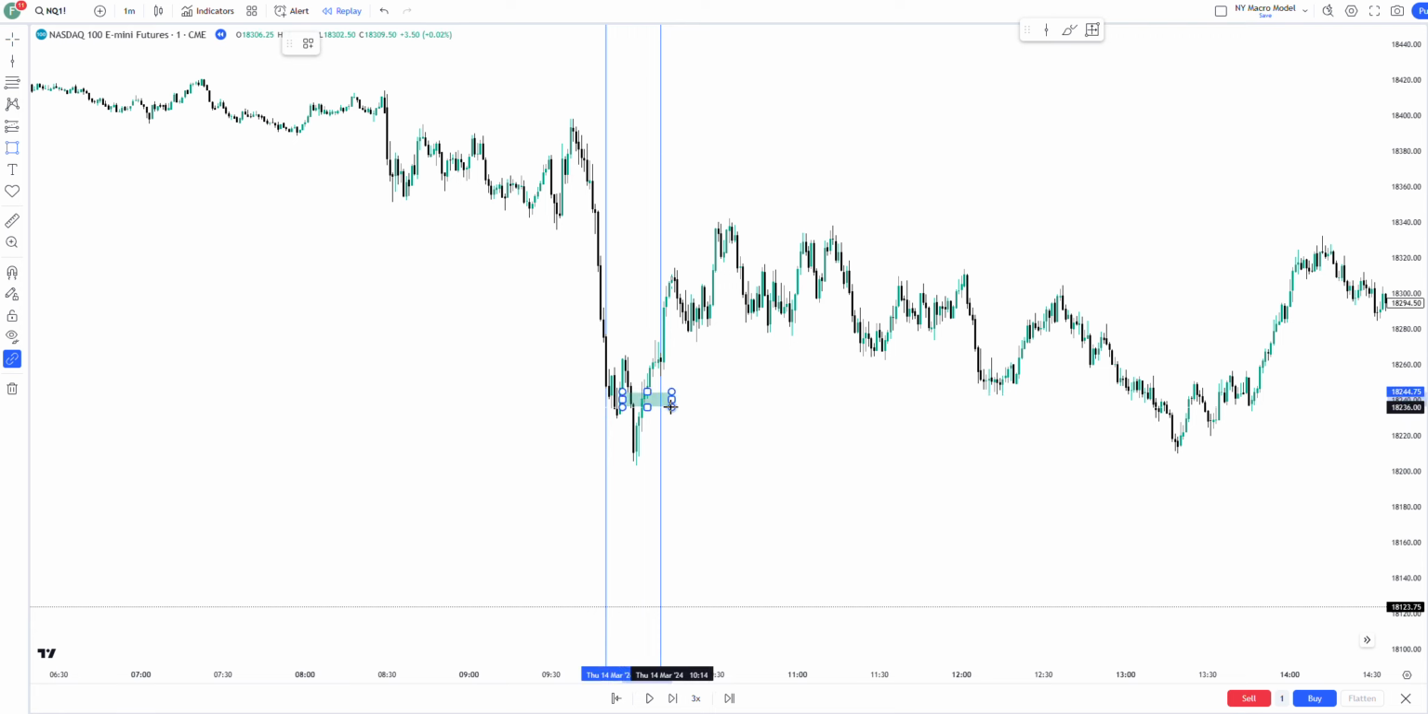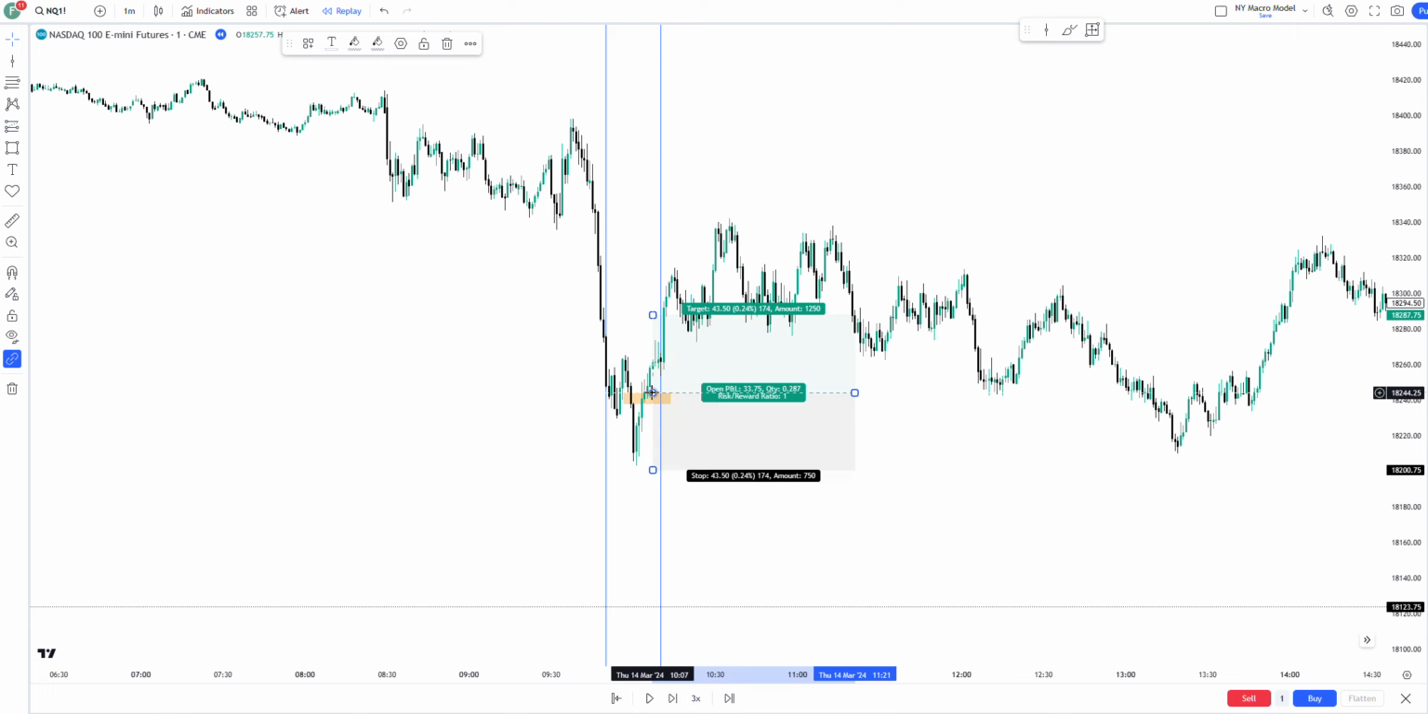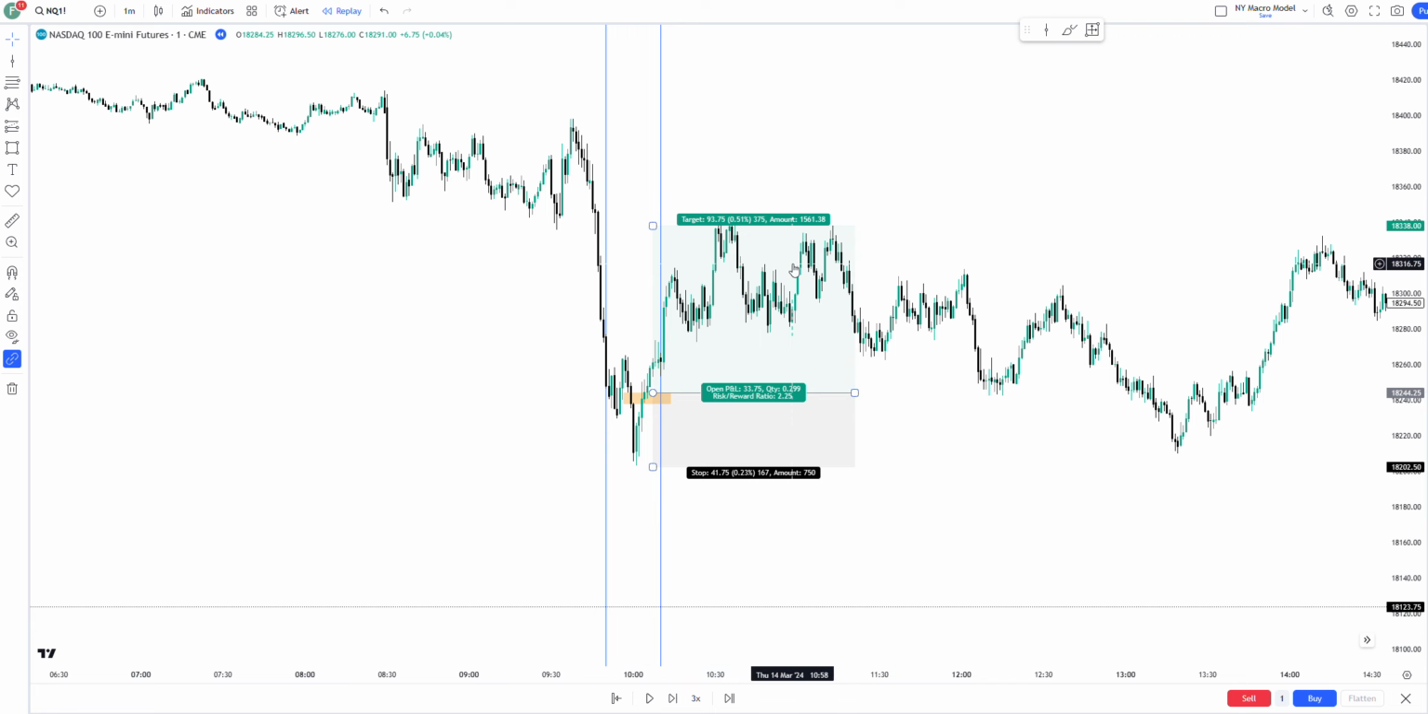Inversion fair value gap right here, and also one below that too. You take a long position, stop below that low, just like this. And then we push price up. Right? Then we push price up. And then we get a 1 to 2 risk to reward.